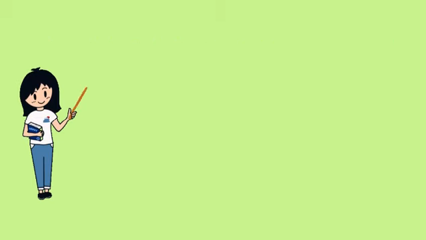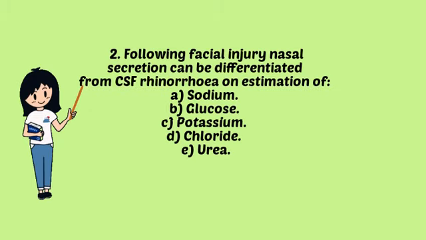2. Following facial injury, nasal secretion can be differentiated from CSF rhinorrhea on estimation of A. Sodium. B. Glucose. C. Potassium. D. Chloride. E. Urea. Option B is correct.